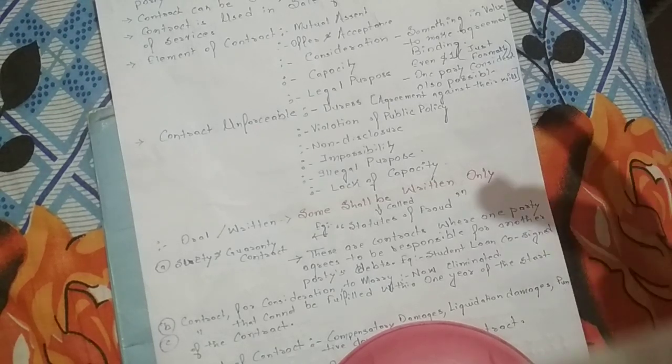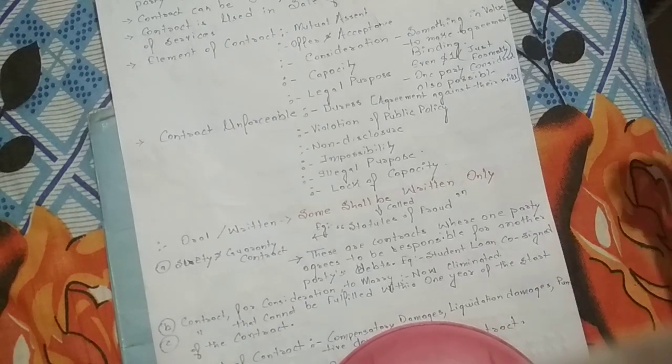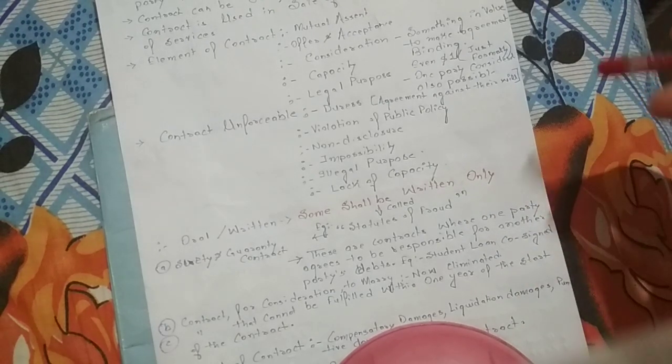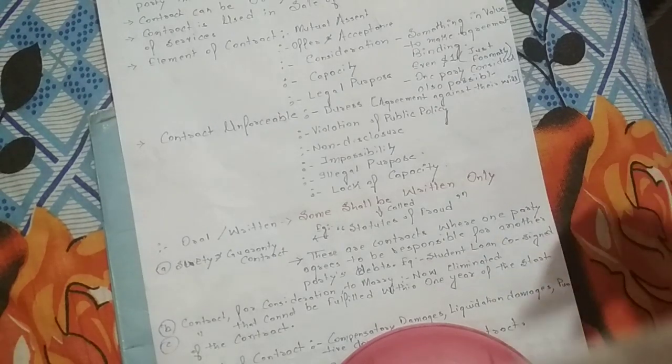That's why the other person, which is called a surety, gives the surety that they will do it if this person in future is unable to do so. For example, in student loans, education loans, the parent signs also, because if the student is unable to repay the amount for any reason, then the parents are liable in that case.